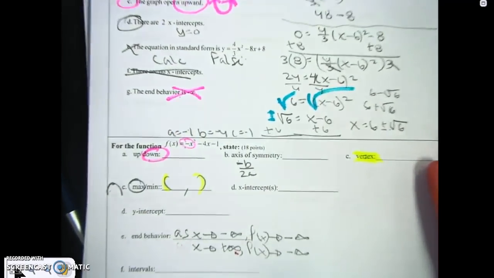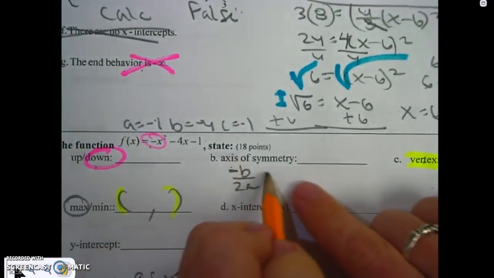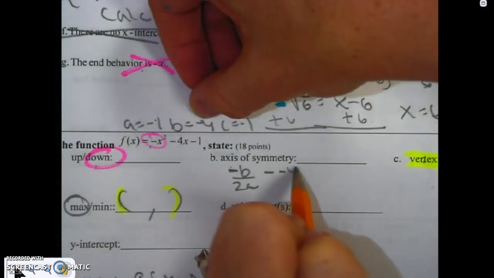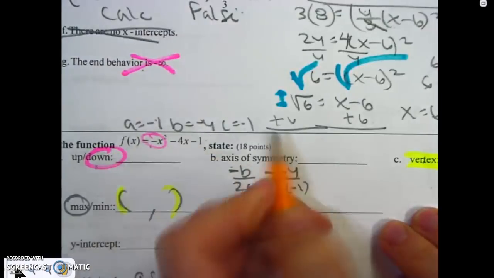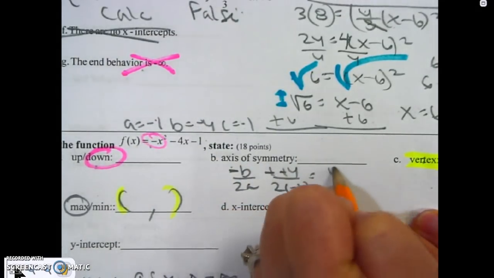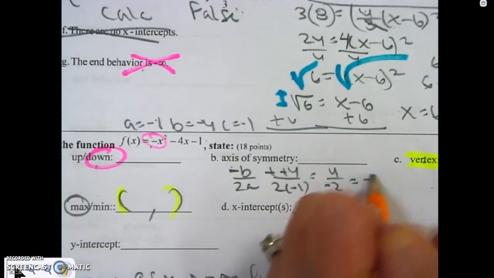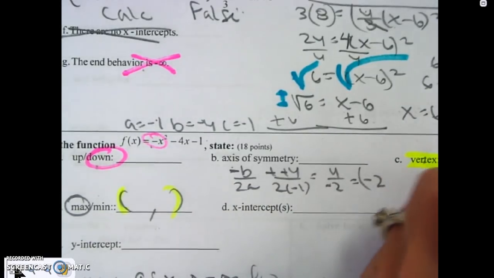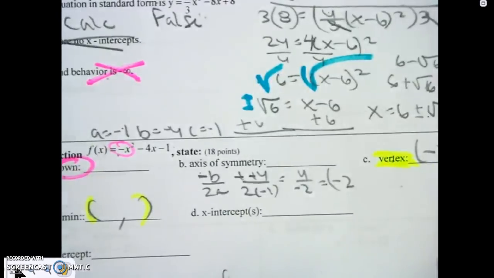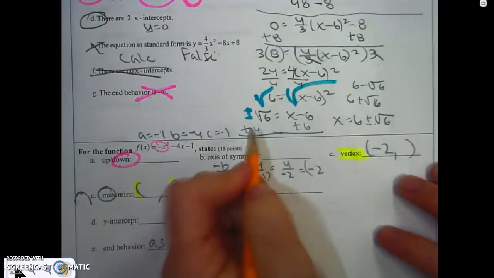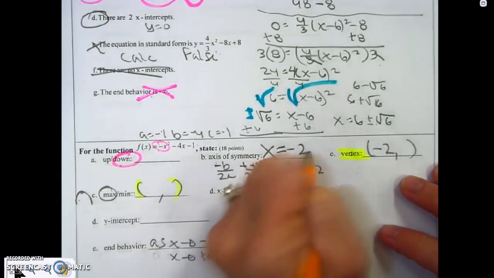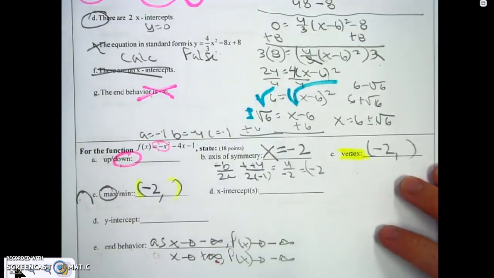Let me zoom that in a little bit. So I'm going to go negative of negative 4 over 2 times negative 1. Negative of negative turns positive. 4 over negative 2 is negative 2. I just got the x value of the vertex. Let me zoom that out now. So now it's x equals negative 2, and there's my negative 2 right there.